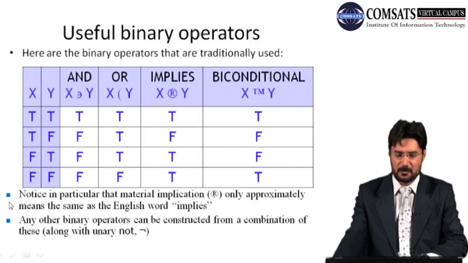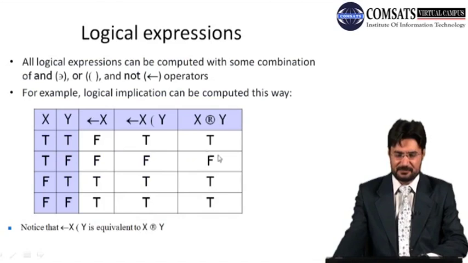So you can understand this truth table, and it's for logical operations. So what kind of expression can we use? All logical expressions can be computed with some combination of AND with this symbol, or this symbol, and NOT with this symbol operation. For example, logical implication can be computed in this way.